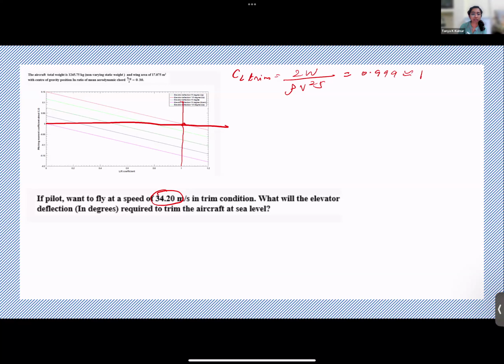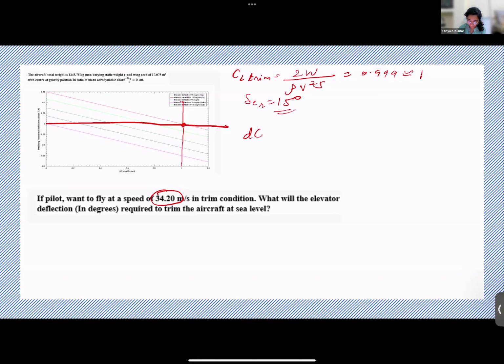And where do they intersect? They intersect along the red line. And what is the value? What did they ask you? That red line corresponds to 15 degrees. So the value is 15 degrees, delta E required. Now, there could be some error, right? So how do you do it otherwise?